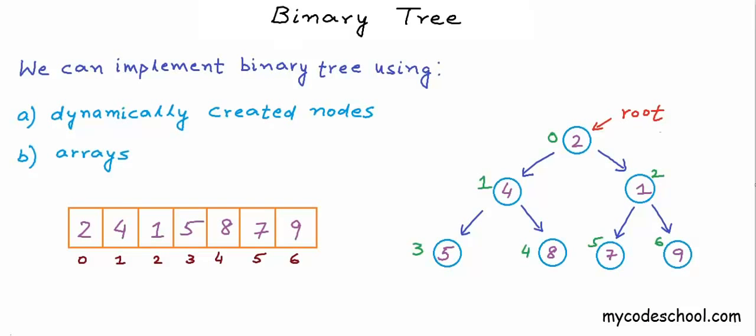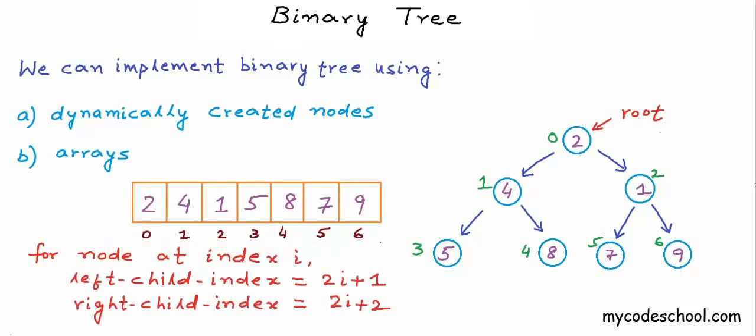We have filled in all the data in the array, but how will we store the information about the links? How will we know that the left child of root has value 4 and the right child of root has value 1? Well, in case of complete binary tree, if we will number the nodes like this, then for a node at index i, the index of left child will be 2i plus 1 and the index of right child will be 2i plus 2. And remember, this is true only for a complete binary tree.